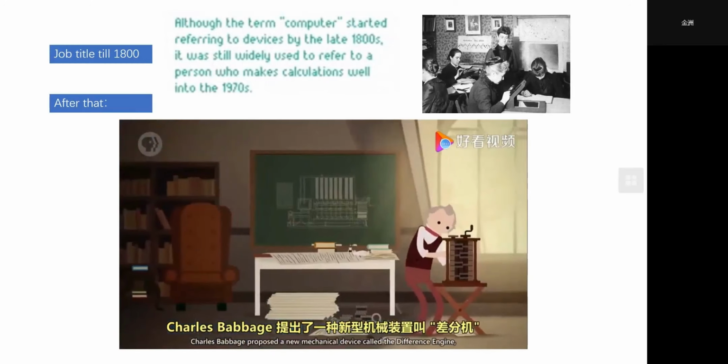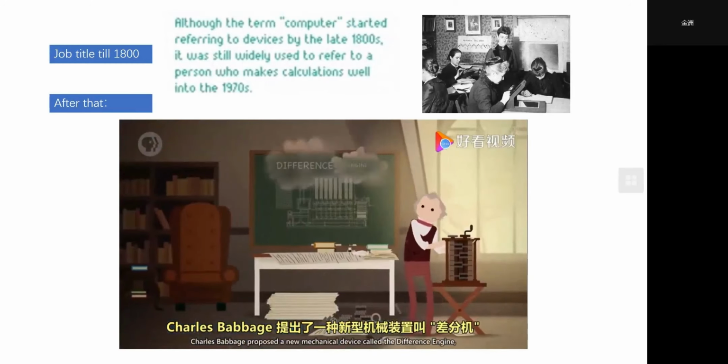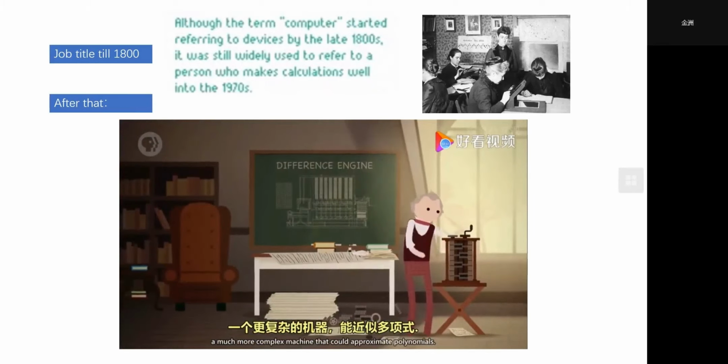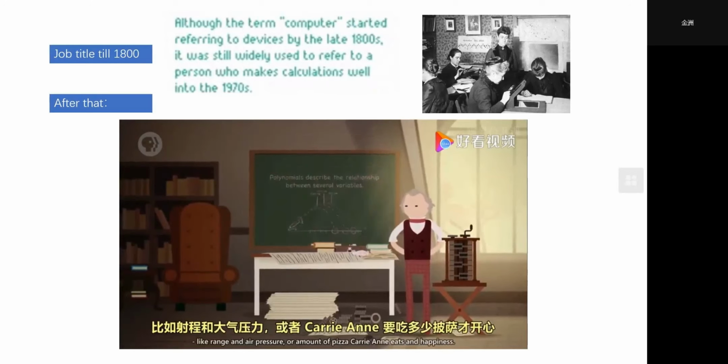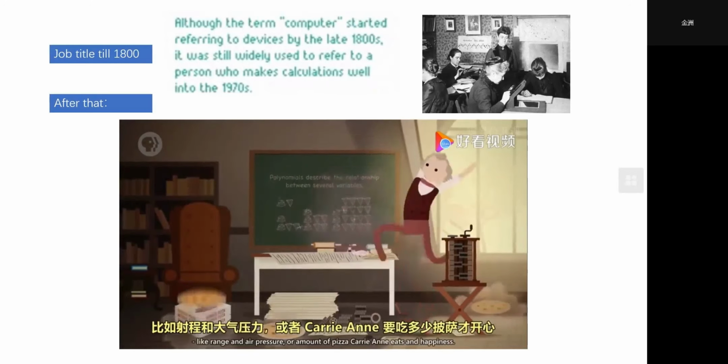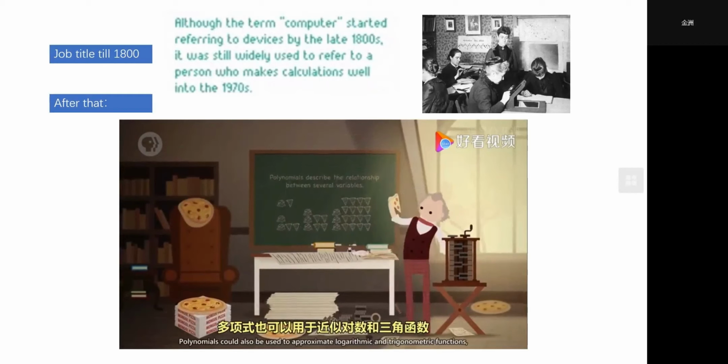Charles Babbage proposed a new mechanical device called the difference engine, a much more complex machine that could approximate polynomials. Polynomials describe the relationship between several variables, like range and air pressure, or amount of pizza Carrie-Anne eats and happiness. Polynomials could also be used to approximate logarithmic and trigonometric functions, which are a real hassle to calculate by hand.